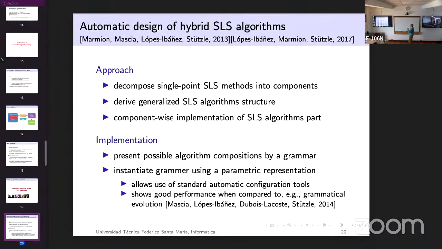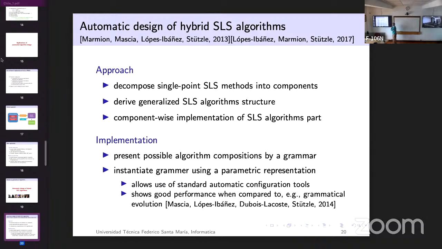So the idea of this automatic design of hybrid stochastic global search algorithms is about 10 years old, something like this. But it has always improved. The approach is that we compose single objective SLS methods into components. This single objective is done here to have at least something. You can also have multiple objectives, so evolutionary algorithms. No problem.